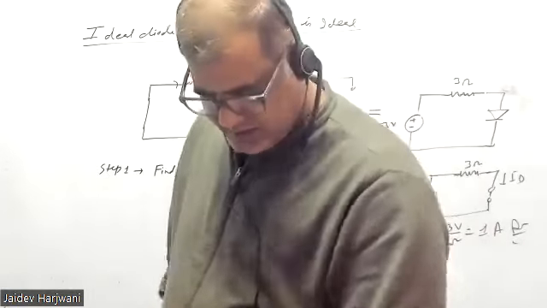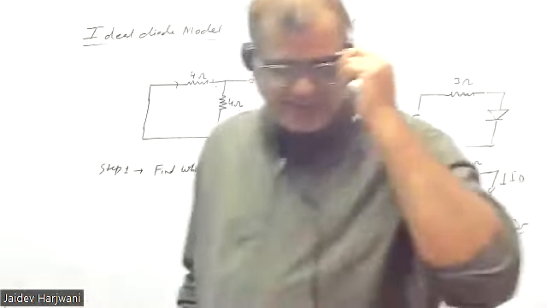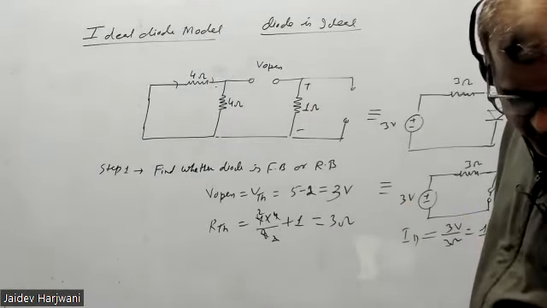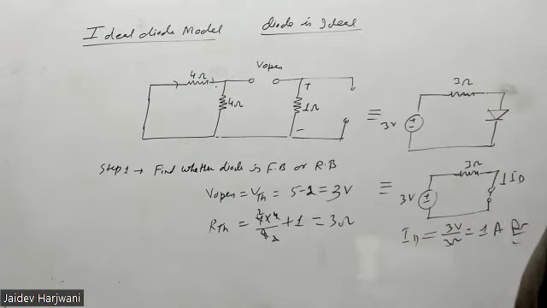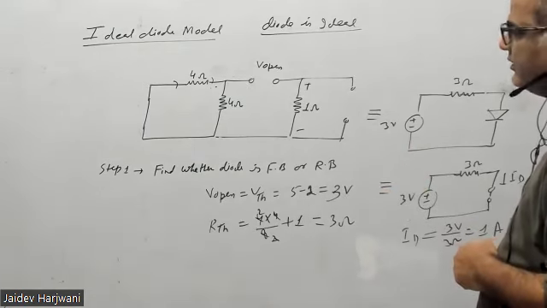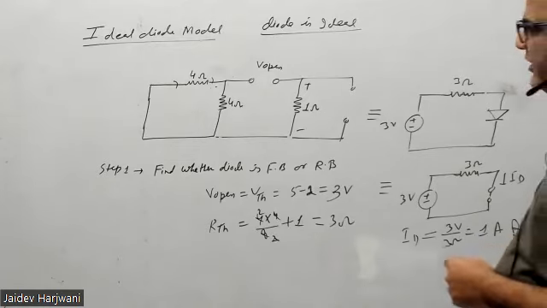So it is very easy. Diode circuits are very easy. There are very little chances that a complicated circuit will come, and if it comes, I will tell you how to do that circuit also. So in this way, the ideal diode model is done. You have to replace by a short circuit if it is forward bias, and if it is reverse bias, you have to make it open.